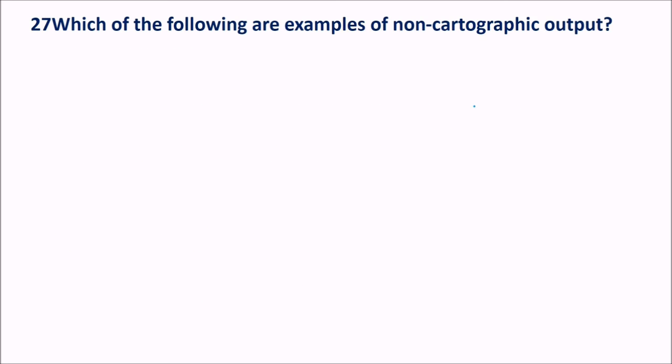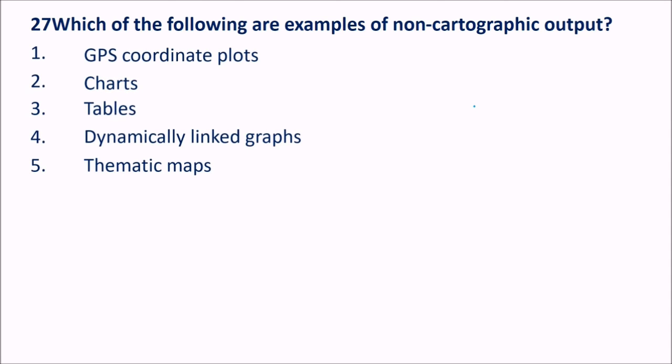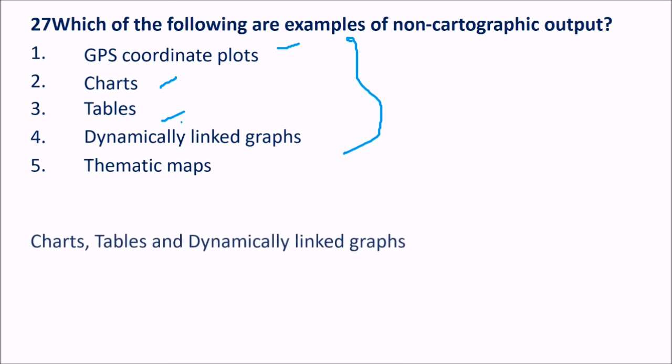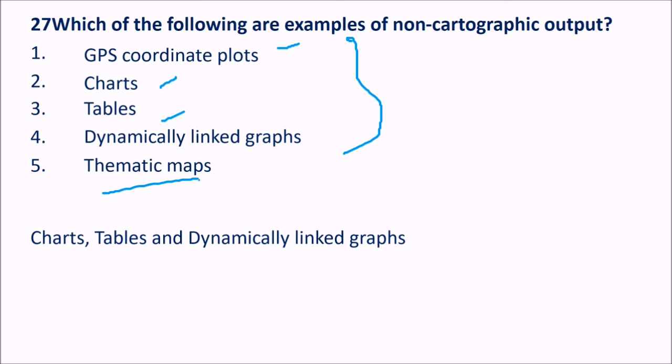Next question is, which of the following are example of non-cartographic output? So, what are the non-cartographic? Is it chart, table, and GPS coordinate plots, etc.? Now you have to give me the answer. The answer is chart, tables, and dynamically linked graphs. GPS coordinate plots, these are cartographic. Thematic maps are, of course, they are cartographic. Chart, tables, and dynamically linked graphs, they are non-cartographic output.